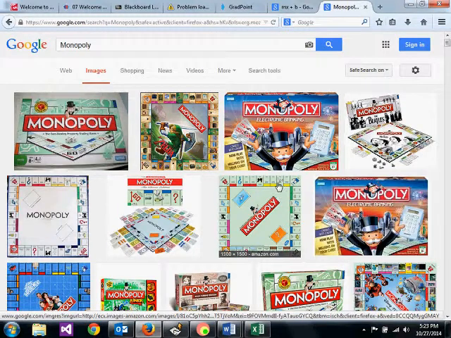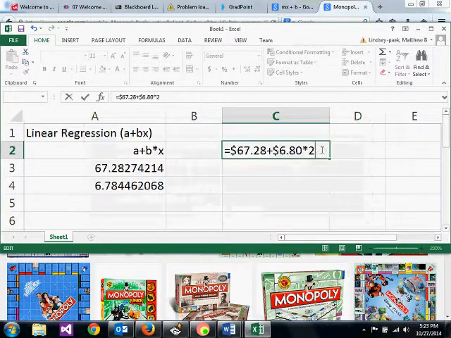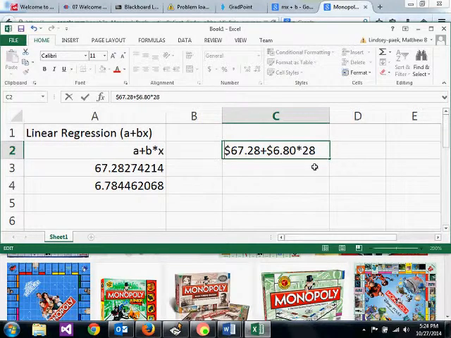Well, the way we do that is you come over here, and we're going to put our starting amount, $67.28 plus $6.80 times the number of squares we moved away, which I think in this case is 28. And so I'm going to go ahead and press enter here, and it'll give me the value. But what I'd like for you to do is go ahead and type this into your calculator, or you're welcome to do it mentally. What is the value? What would a property cost using our equation that's 28 spaces away from Go? Here's your answer. But again, I need you to give me a total dollar amount by calculating this.